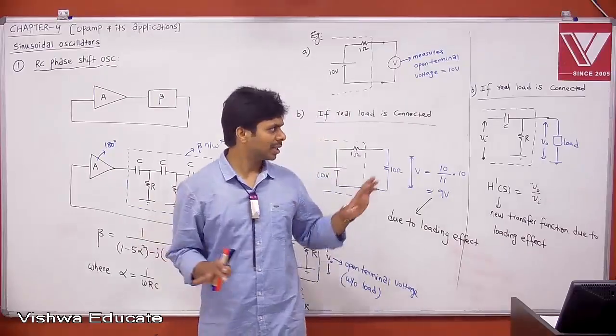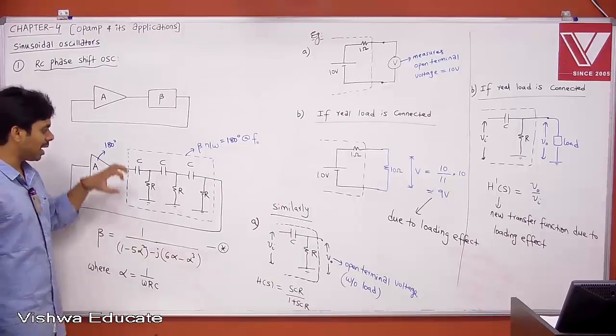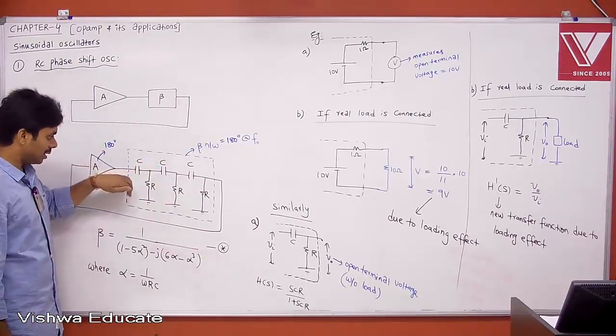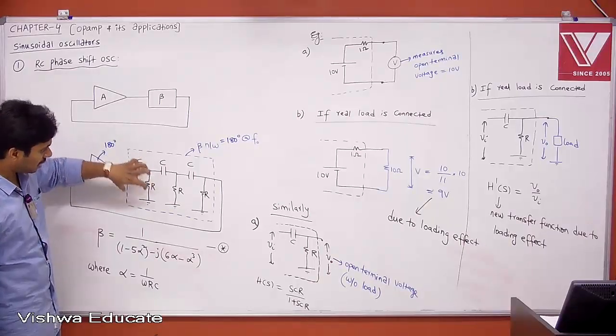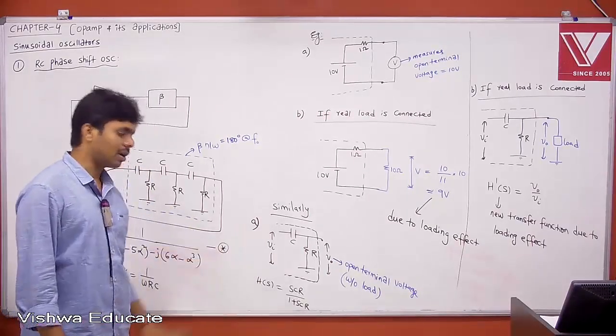I hope this is clear. I explained using network analysis. That is the reason why we cannot multiply directly, because the input impedance of the second RC network is the parallel impedance to your R. Therefore, your transfer function from the first RC network will be changed. We cannot use that as it is.